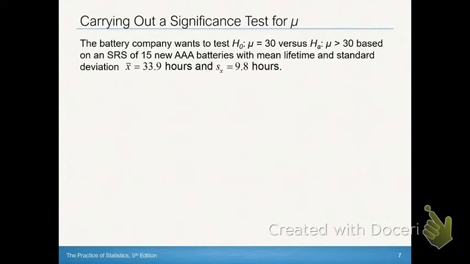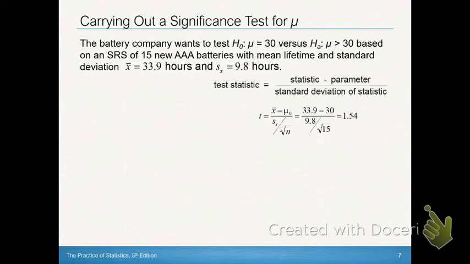If we go back and look at this in the context of that battery problem, we're taking our formula in words, then we're doing the specific formula in symbols, then we're plugging in our numbers, and we're getting 1.54 for our test statistic. That's our t value.